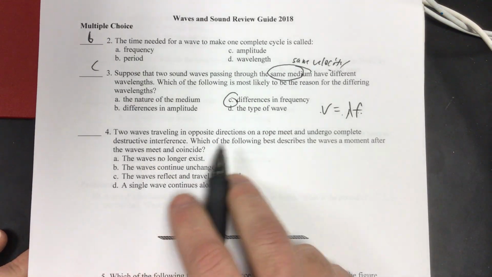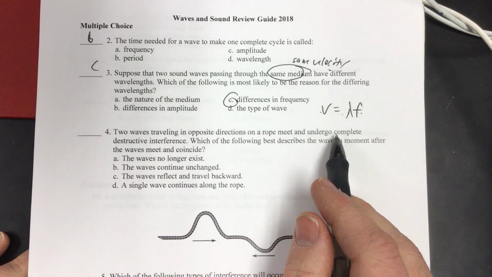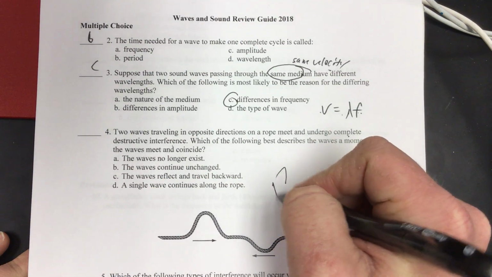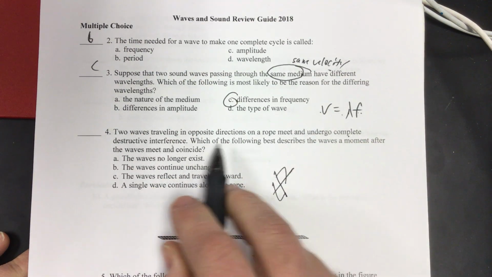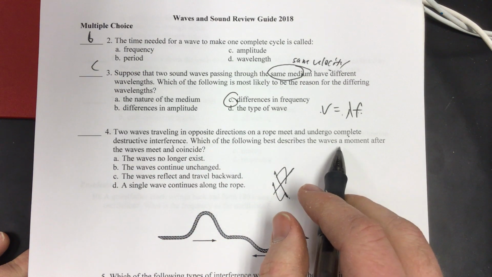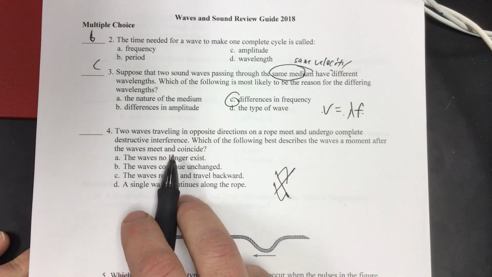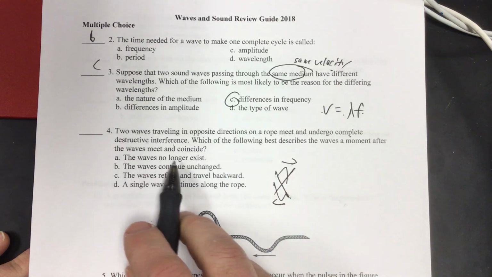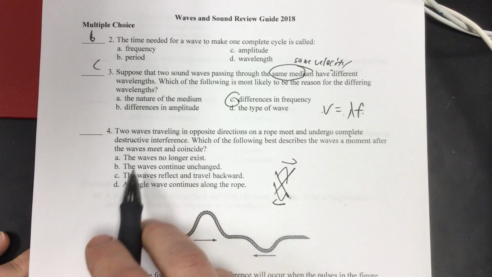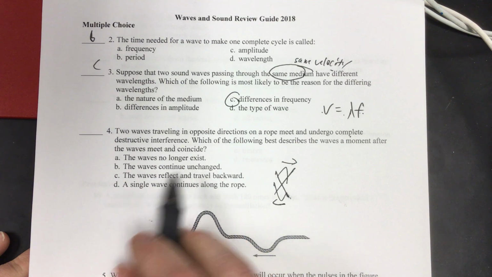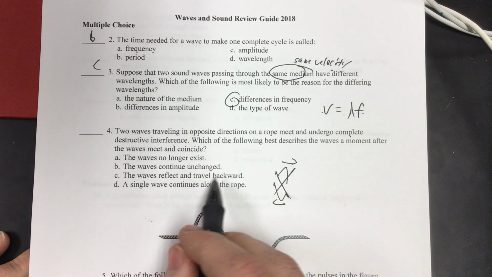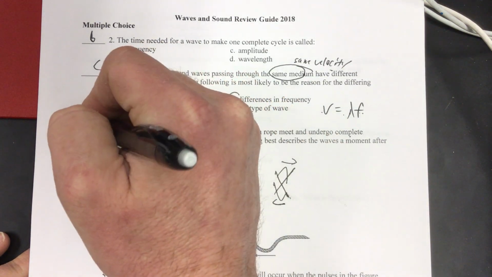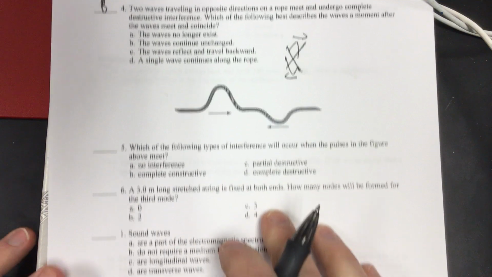Two waves traveling in opposite directions on a rope meet and undergo complete destructive interference, which means the up cancels the down. Which of the following best describes the waves a moment after the waves meet and coincide? So this is after they've done that and they continue on. Waves no longer exist. Nope. Energy's still there. Continue unchanged. That sounds good. Waves reflect and travel backwards. Nope, they don't bounce off each other, and they definitely don't turn into one wave. It's B. They continue on unchanged.